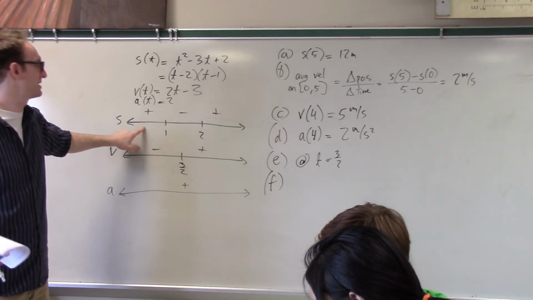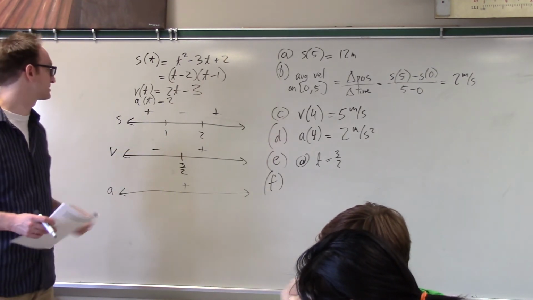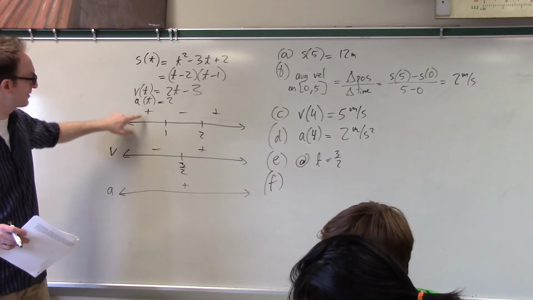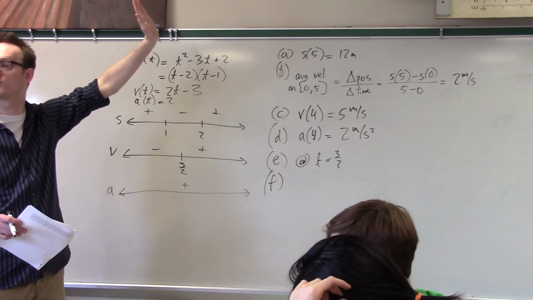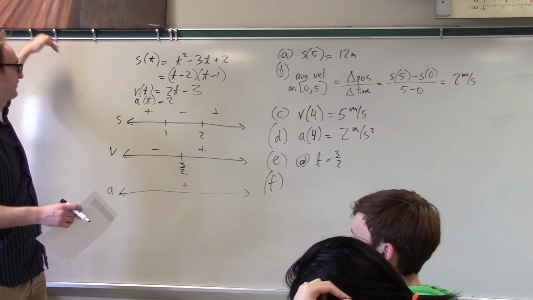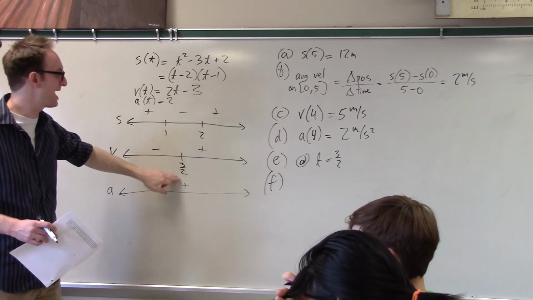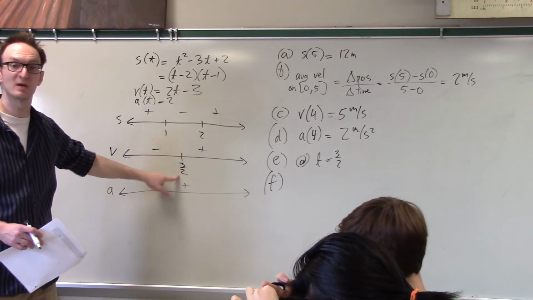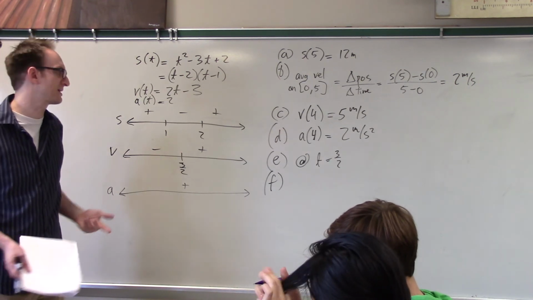Well, what do I do when I minimize S? I take the derivative, and I see where the derivative changes sign. The derivative of S just is V. And the derivative of S is going from negative to positive at 3/2, so we know that's a relative minimum. And as the S function is decreasing from negative infinity to 3/2, and then increasing from 3/2 to infinity, that relative minimum must also be an absolute minimum.